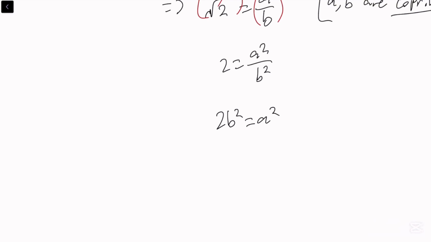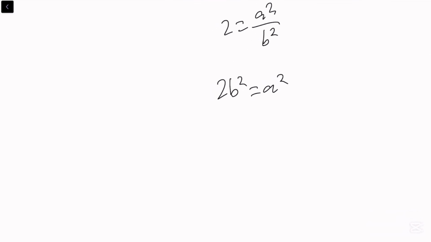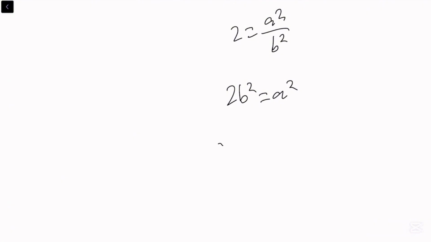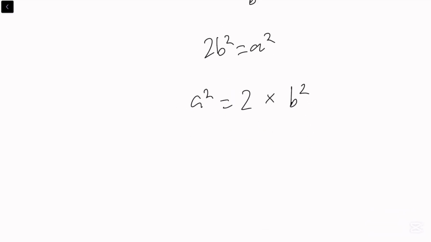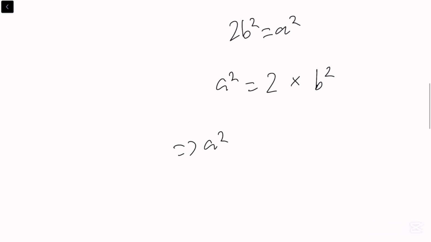All right, now we can't really do much with this statement, so we have to deduce stuff. The first thing that I hope you can notice is that a squared is represented by 2 times b squared. So it's represented as a product of two numbers. And by that definition, a squared must be divisible by 2 and also by b squared.